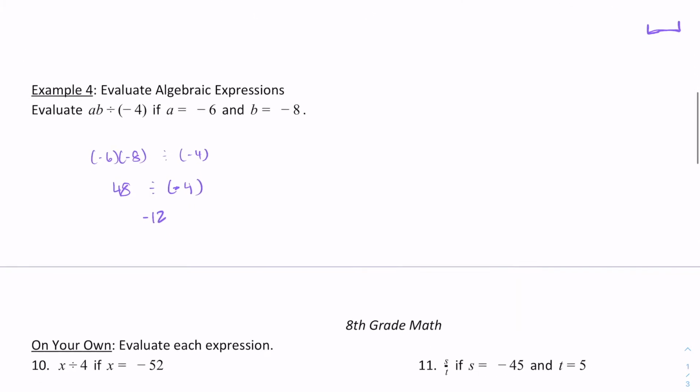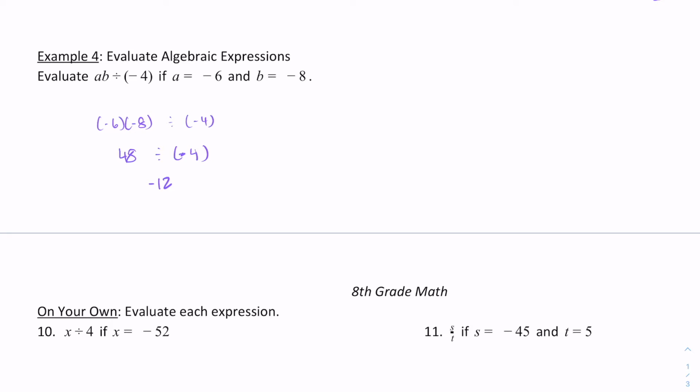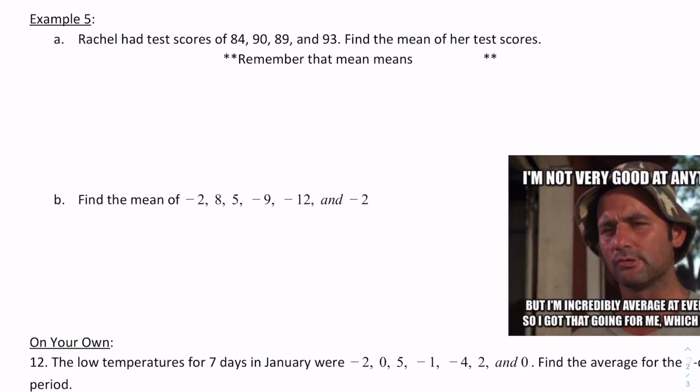Okay, so on your own, why don't you try numbers 10 and 11. Cool, last example of the day. Rachel had test scores of 84, 90, 89, 93. Find the mean of her test scores. Remember that mean means average. So I'm finding the average of all 4 test scores. If I wanted to find the average, hope you remember you just add all of them up and you divide by however many numbers there were.